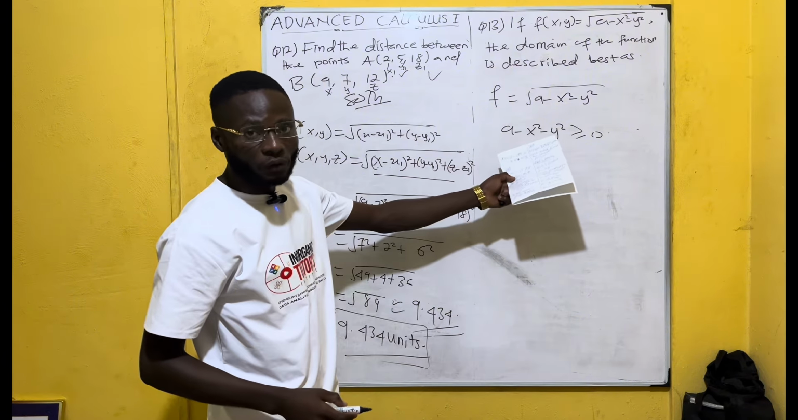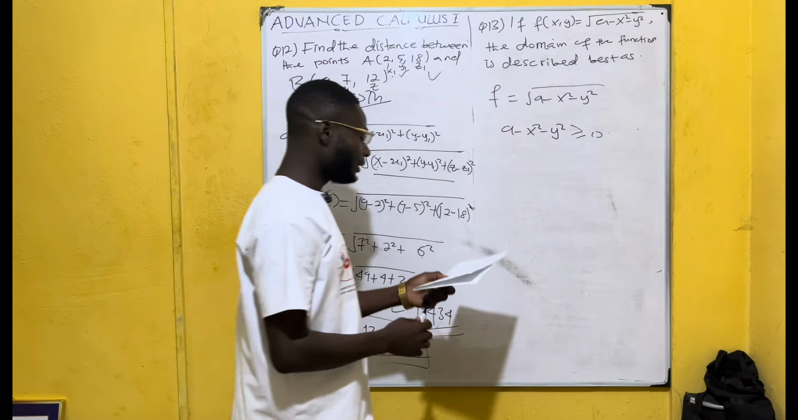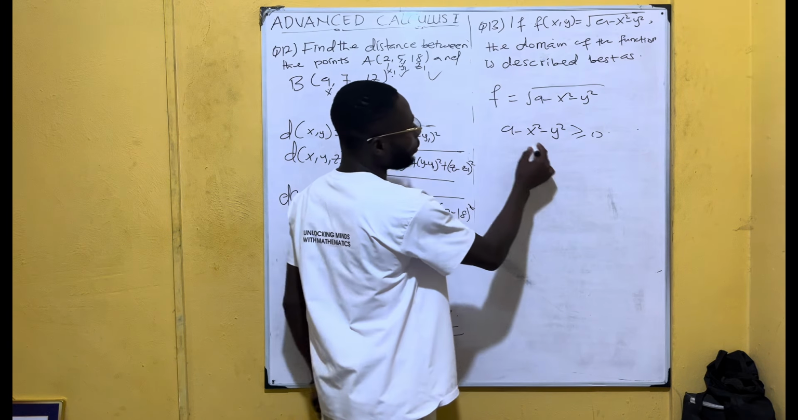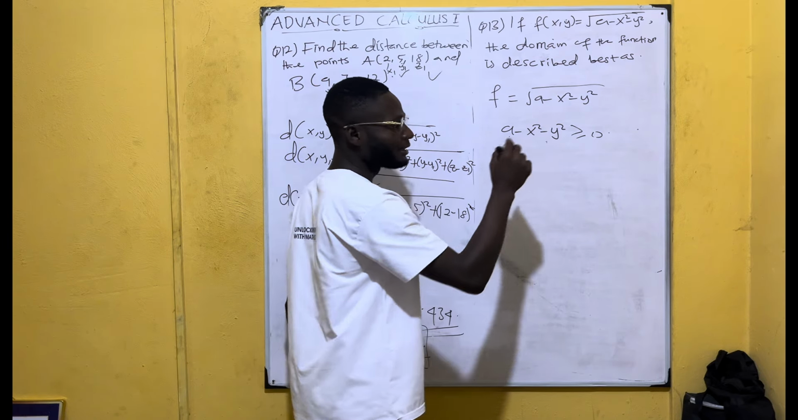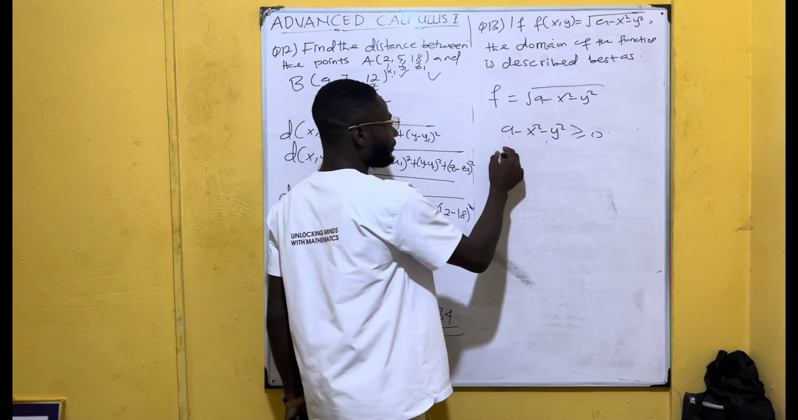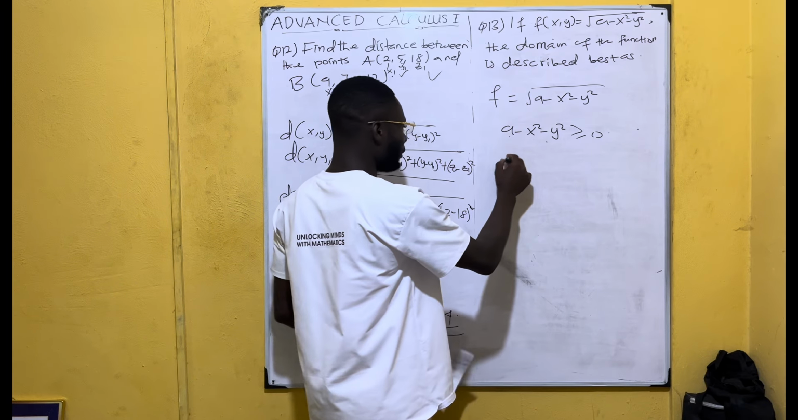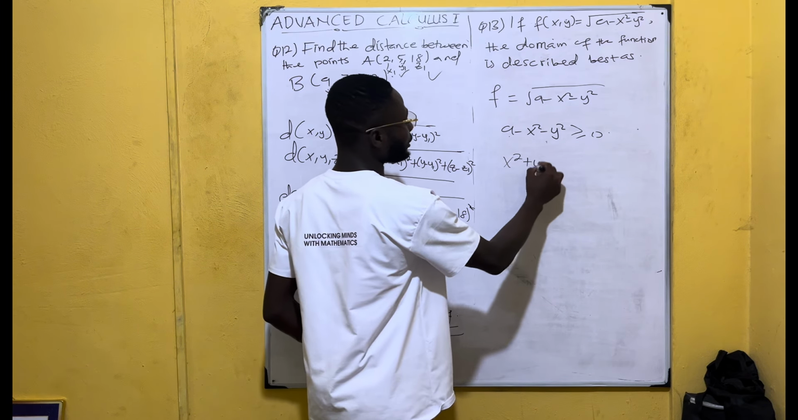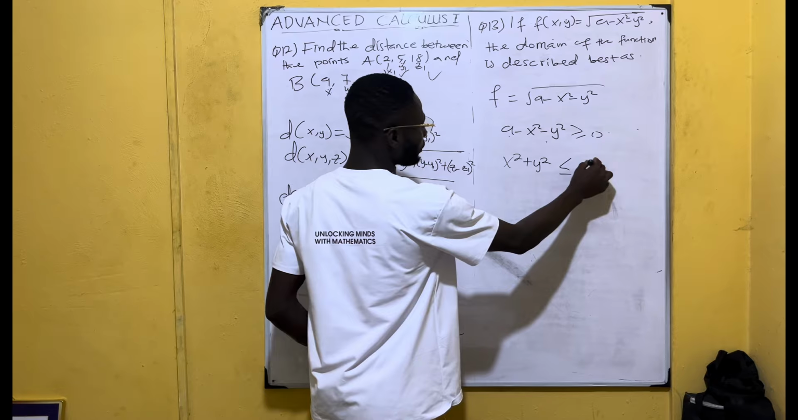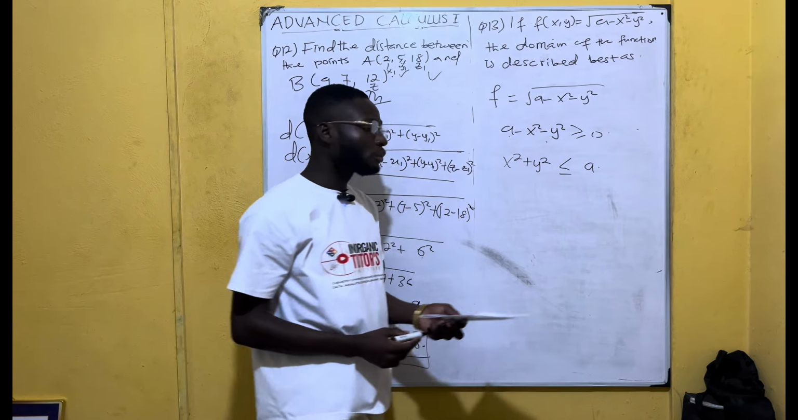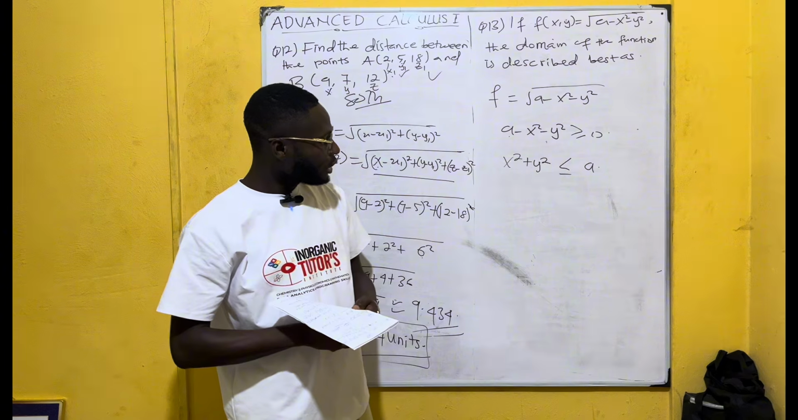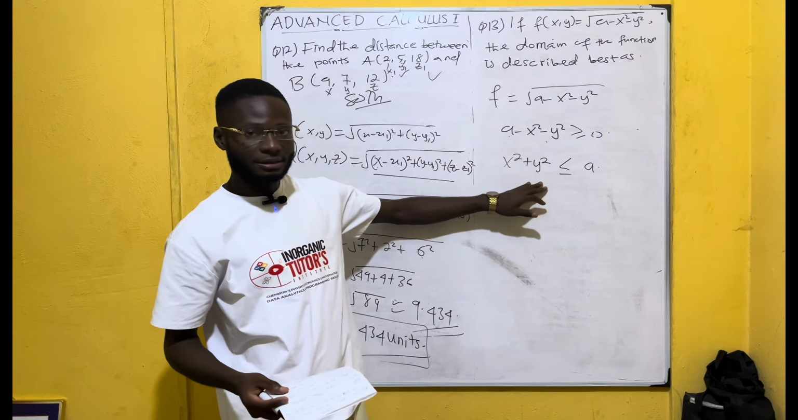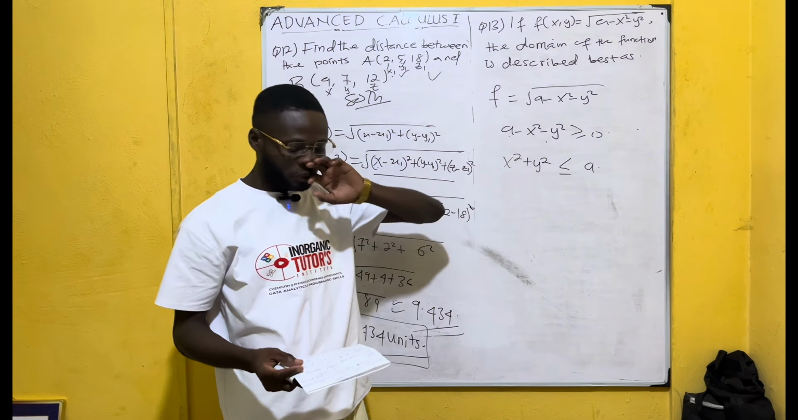So this is what? The condition for square roots, all right? So when we take this here and then we maintain this, it means that the sign is going to change. So you are going to have x squared plus y squared less than or equal to what? A. So this is the expression that we have at the moment. So how do we describe this, right?